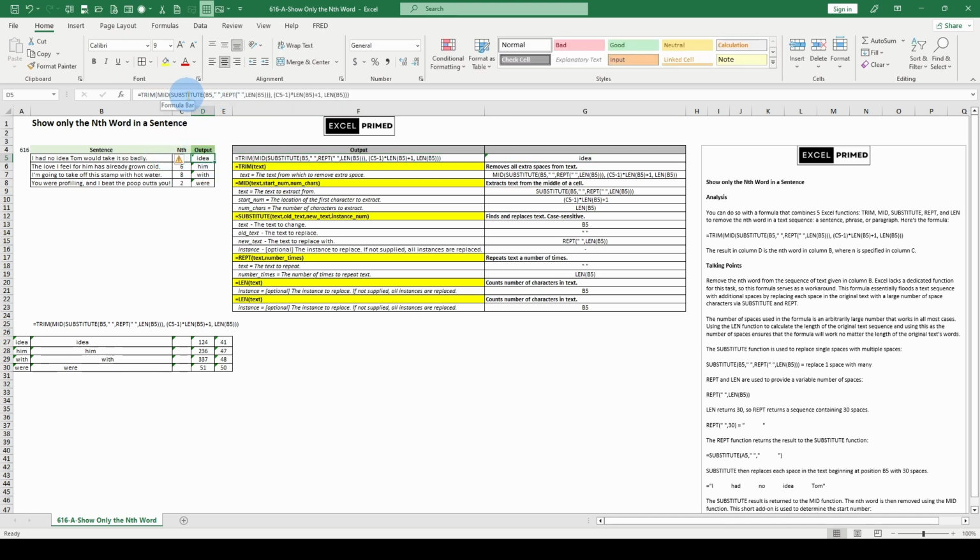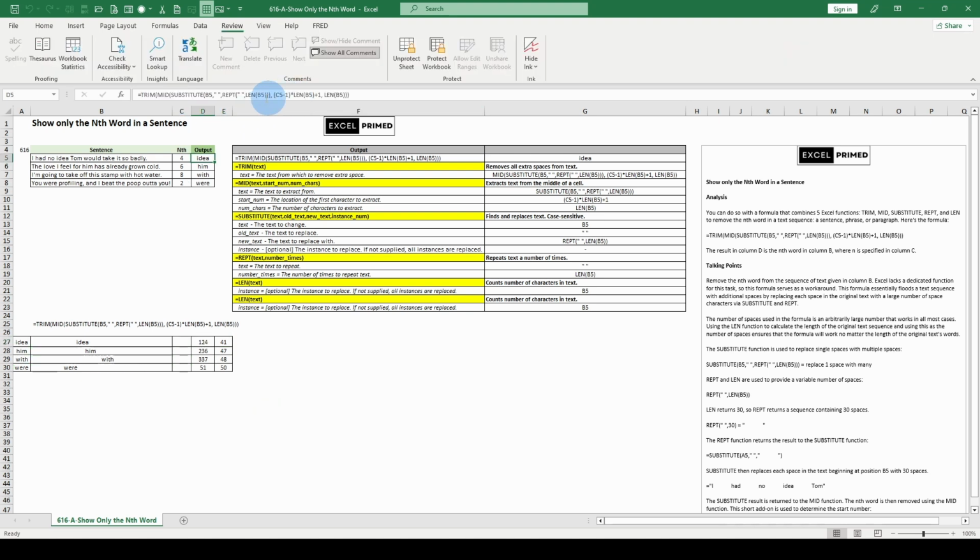Here we have this MID, and then we have a text, a start number, and the number of characters. Our number of characters will be the LEN. Breaking this down, right here we have LEN, which is 41. Our second argument is C5, which is 4, times LEN B5 plus 1.